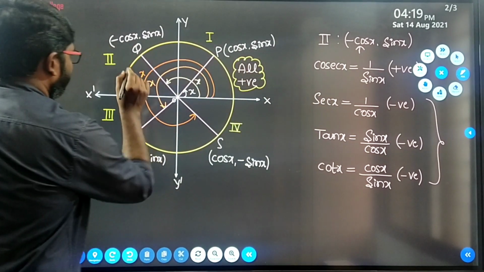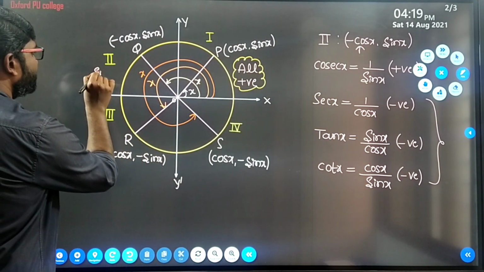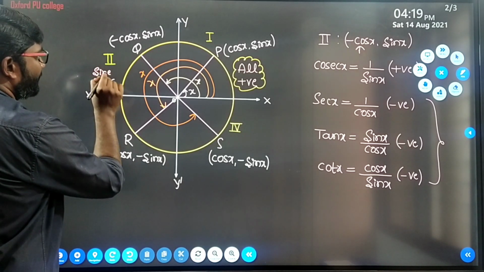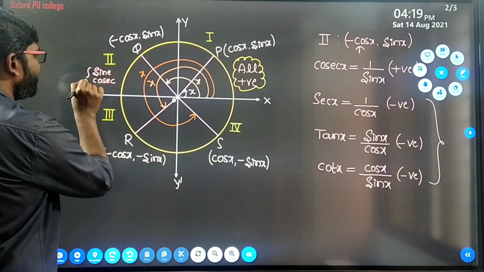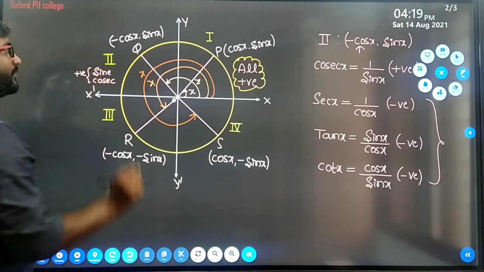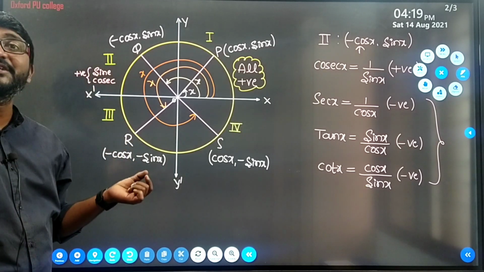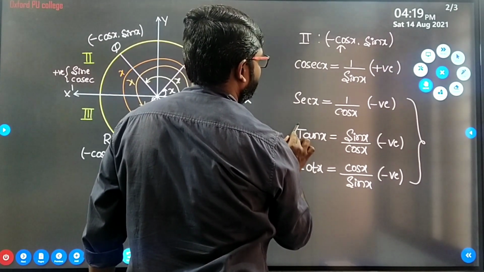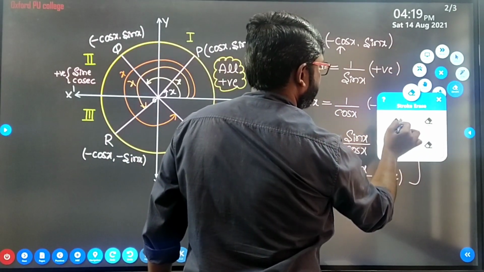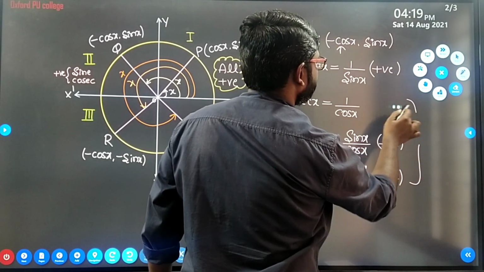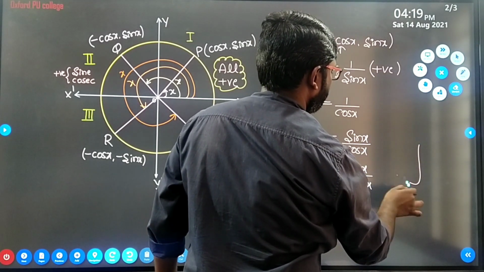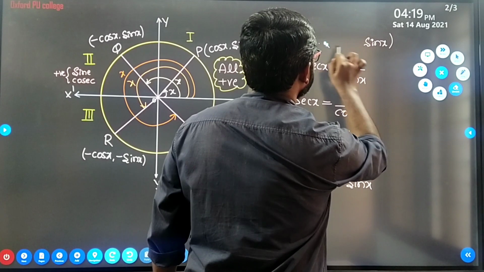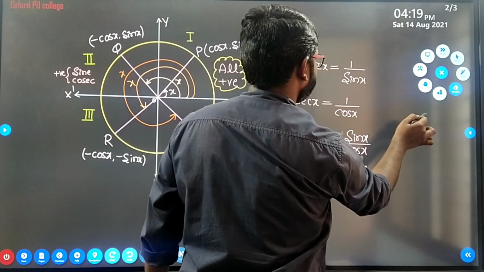So here in the second quadrant, sin and cosecant, only these two are positive. Remaining trigonometric ratios will be negative. Now this is regarding the second quadrant. Let me go for the third quadrant.